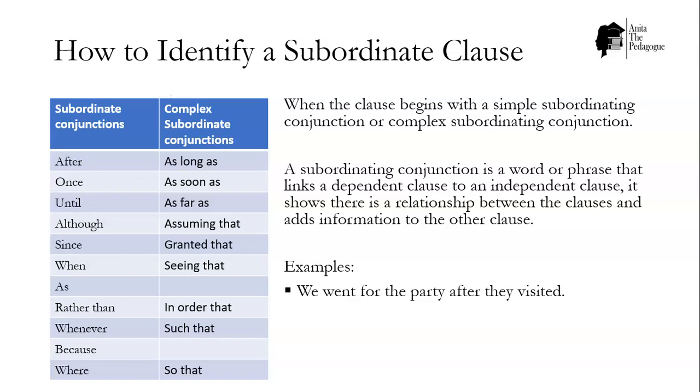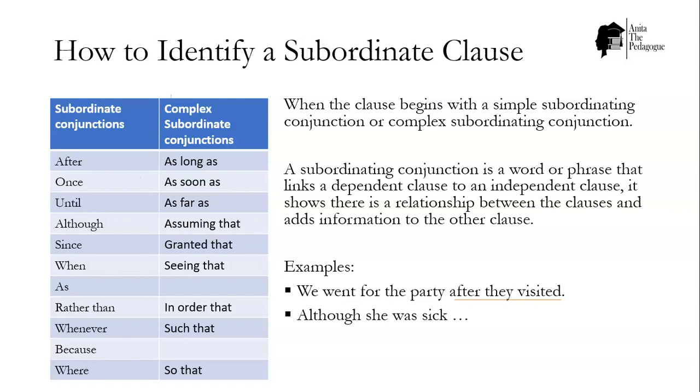Now to identify the subordinate clause, let's look at which of the clauses begins with a subordinating conjunction, and that is after they visited. So to be able to identify the subordinate clause, once you note that after is a subordinating conjunction, then it's easier for you to identify it. We look at our next example. Although she was sick.